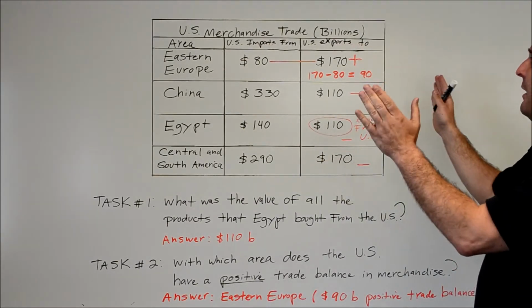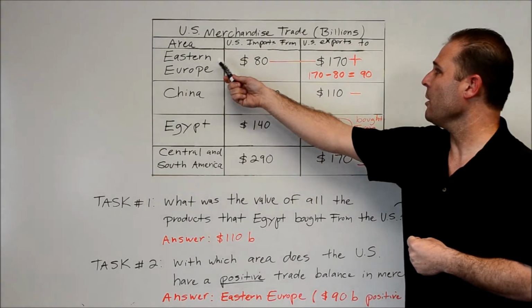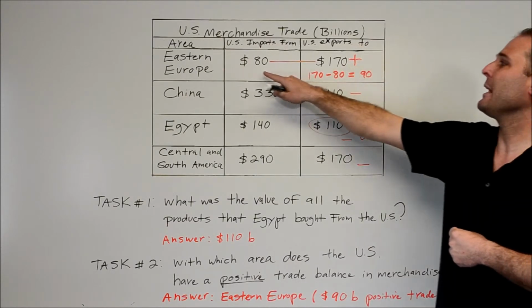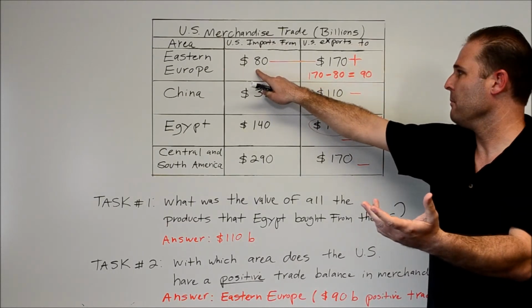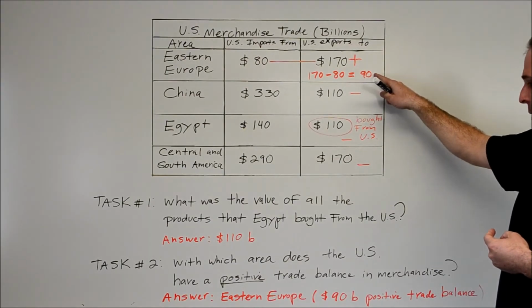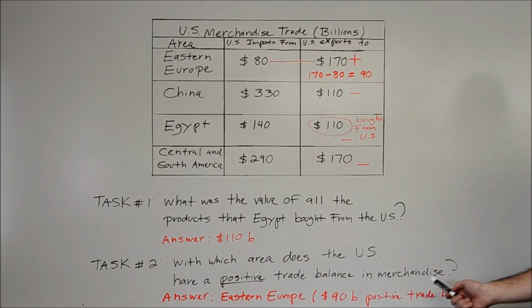So the only area that we actually have a positive trade balance would be with Eastern Europe. We actually export 170 billion to them, but we only import 80 from them, meaning 170 minus 80 equals 90 billion. So our answer is Eastern Europe, a 90 billion positive trade balance.